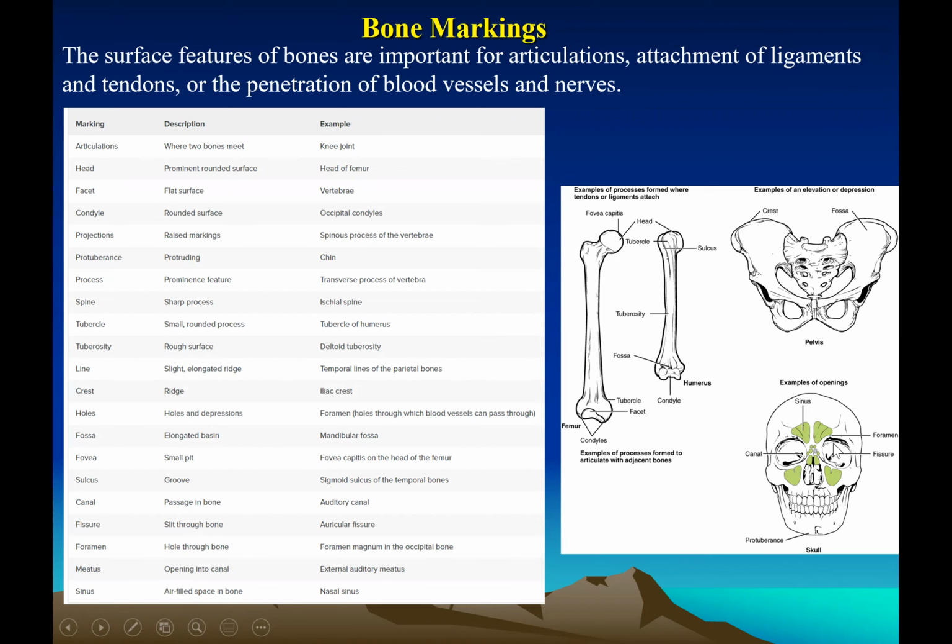A fissure, see here there's a fissure in the orbits. It is like a crack or a slit. A hole is called a foramen, so a hole in the bone. These bone markings are very important for articulations, for attaching ligaments and tendons, and for providing a passageway for arteries and veins.